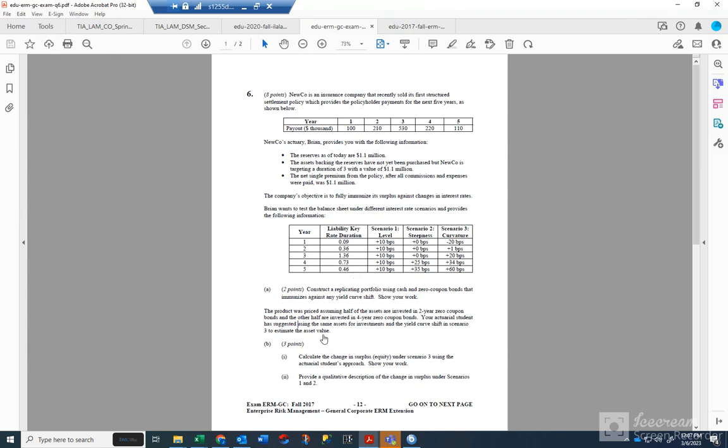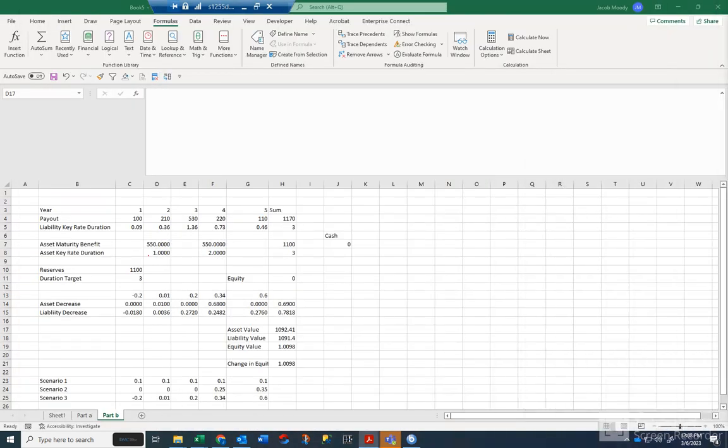But now we have here on part B, an actuary that suggested that we just buy zero coupon bonds for the 2-year and the 4-year, and now we need to look at what happens to our change of equity if a non-parallel shift happens. This is scenario 3, which is the craziest one, and so here we go. This is how I structured it right here.